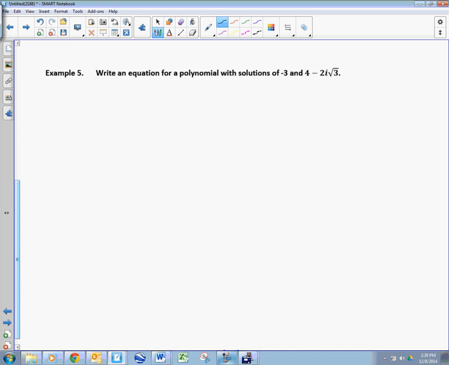We end our unit with example 5. Write an equation for a polynomial with degree 3. Sorry, I forgot to put that in there. With solutions of negative 3 and 4 minus 2i roots of 3. If it has 3 solutions, it should have a third one listed up here. What is the other solution?